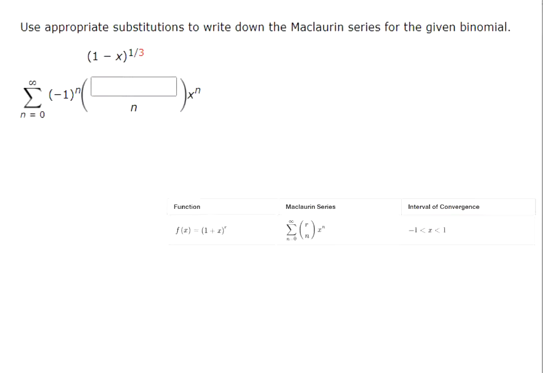In section 6.4 of our text, there are several already defined Maclaurin series to match a function. So I pulled out one row that looks like what we have going on here. It's just a little bit different. What we'll want to note is that the row I pulled out has 1 plus x, and right now we have 1 minus x. We can make a switch there. Just make this be a negative x.